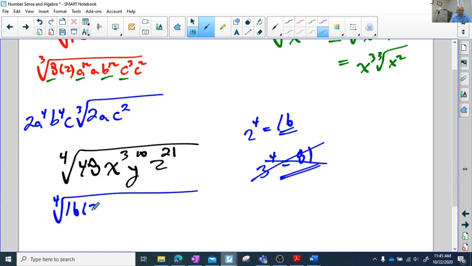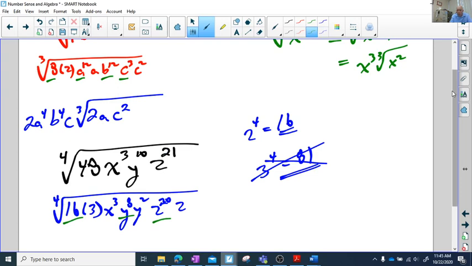So 16 times 3. This exponent is already lower than the index. That tells me it's already reduced. Now 10, I want to be able to divide my exponent by 4. I can't divide 10 by 4, but I could divide 8 by 4. That's the closest one to 10 that divides by 4. 21 won't divide by 4, but 20 will. So it's z to the 20th times z to the 1. Pick out the ones that are perfect 4th roots: 16, y to the 8th, z to the 20th.